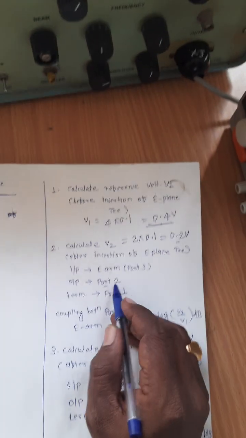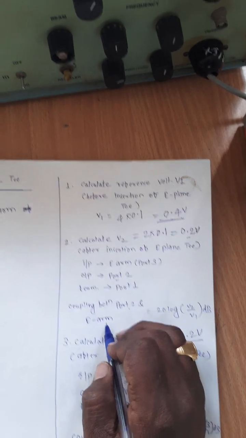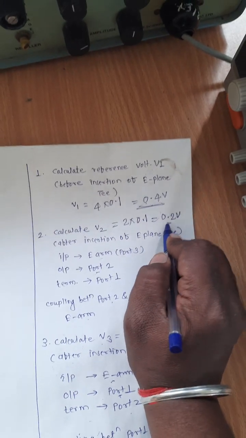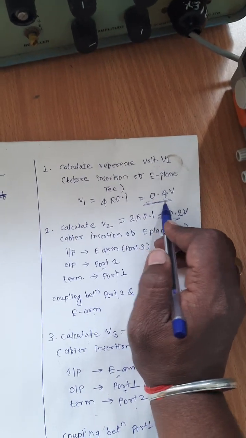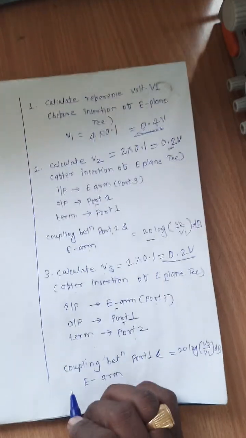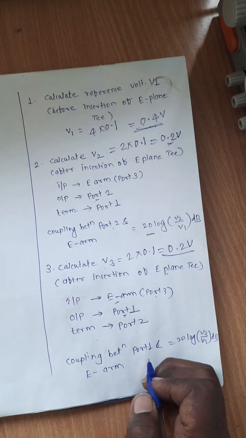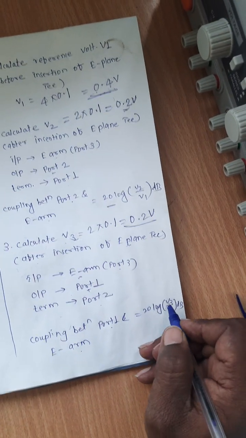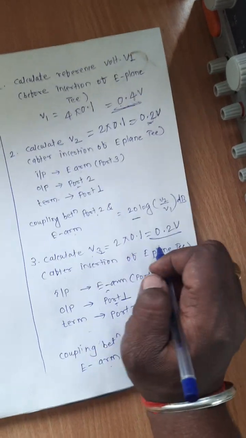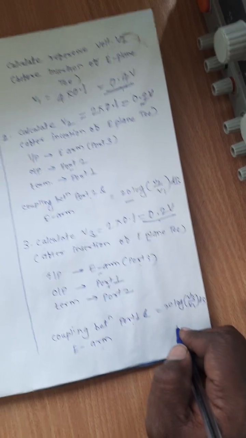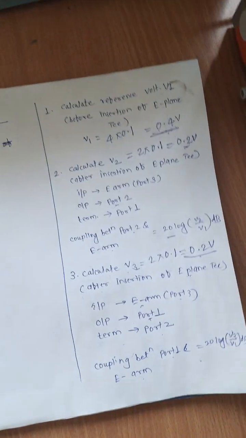If we want to calculate the coupling between port 2 and the E arm, the formula is 20 log of V2 by V1. V2 is 0.2 volt and V1 is 0.4 volt, so we can easily calculate the coupling factor. Similarly, to calculate the coupling factor between port 1 and the E arm, we have already measured V3. The formula is 20 log of V3 by V1, where V3 is 0.2 and V1 is 0.4. We can calculate the coupling in dB with this formula.